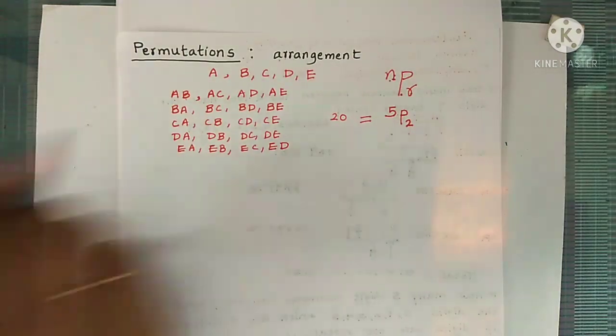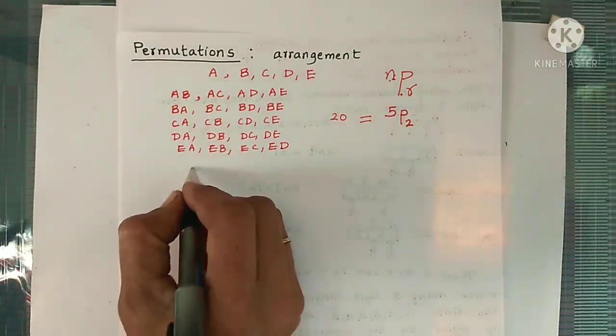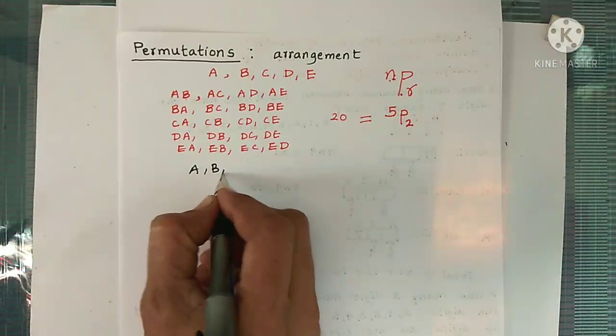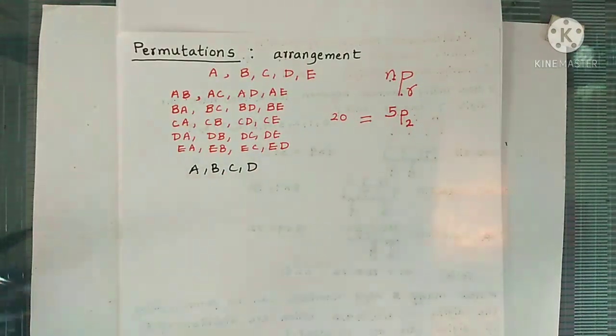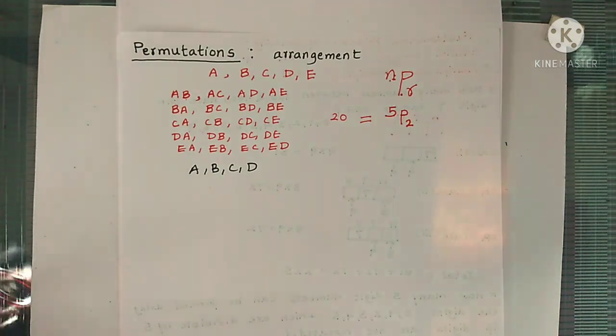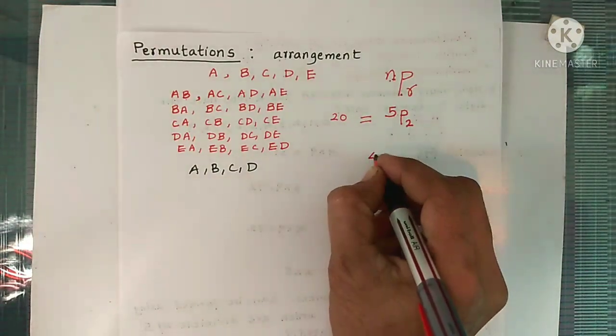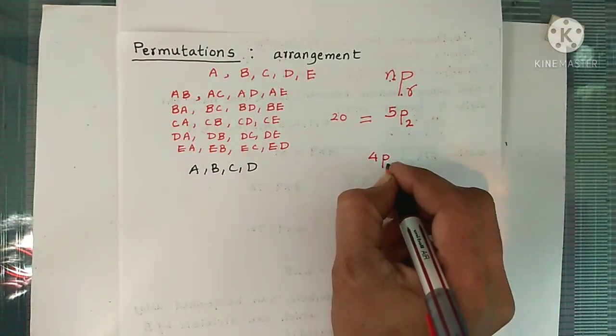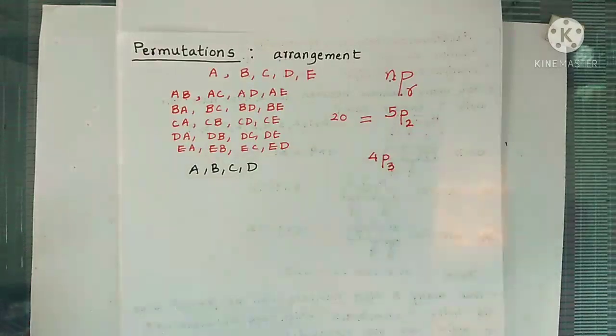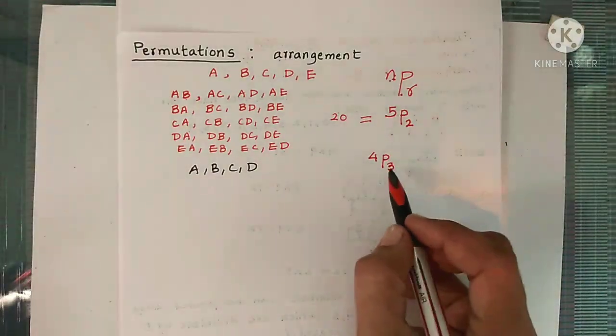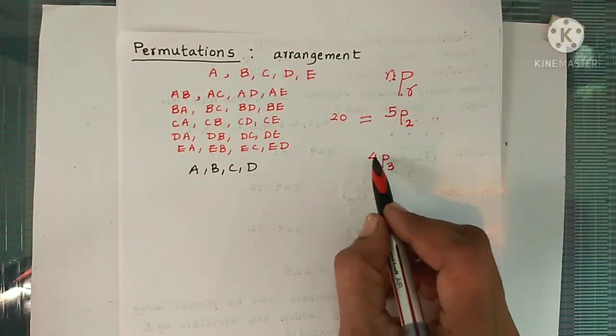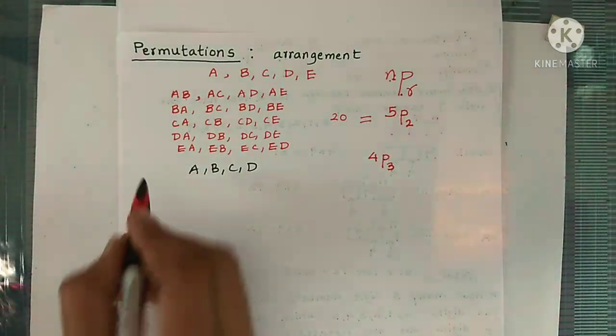If we have, say, four objects A, B, C and D, and we want to take three objects at a time, in how many ways can we arrange three objects out of four objects? That means we want to find 4P3, the number of ways of arranging three objects out of four objects.